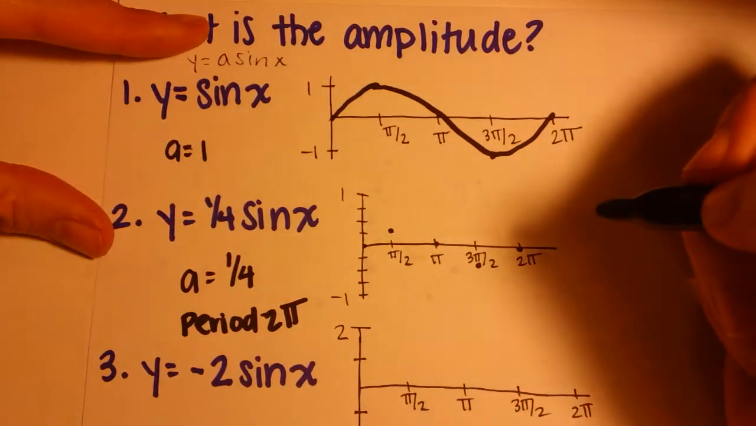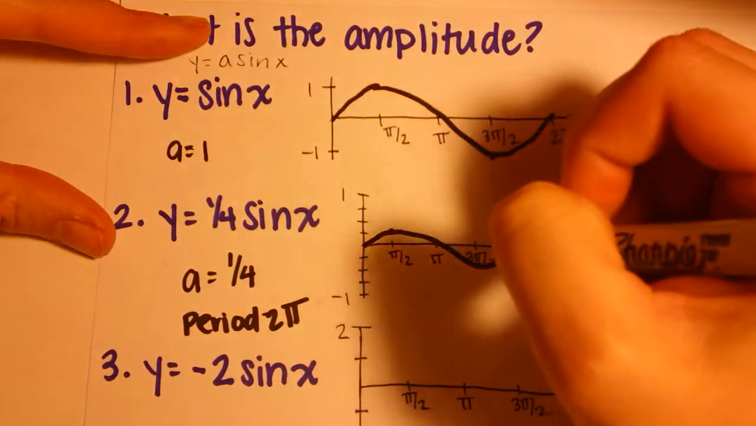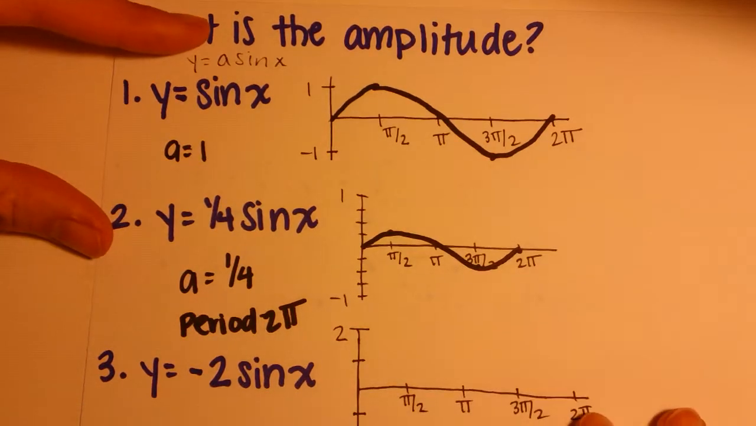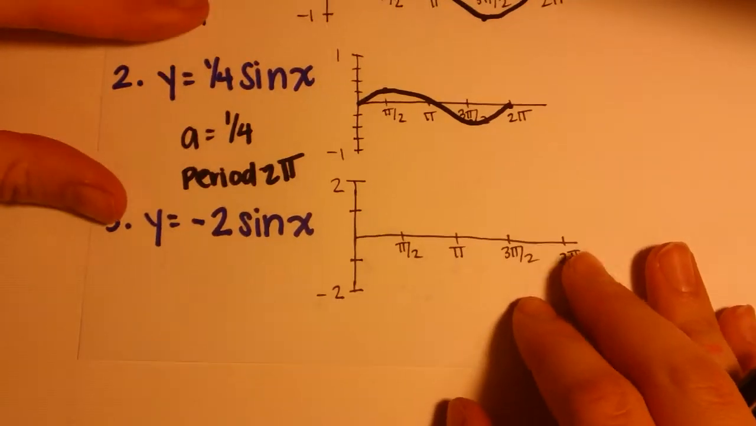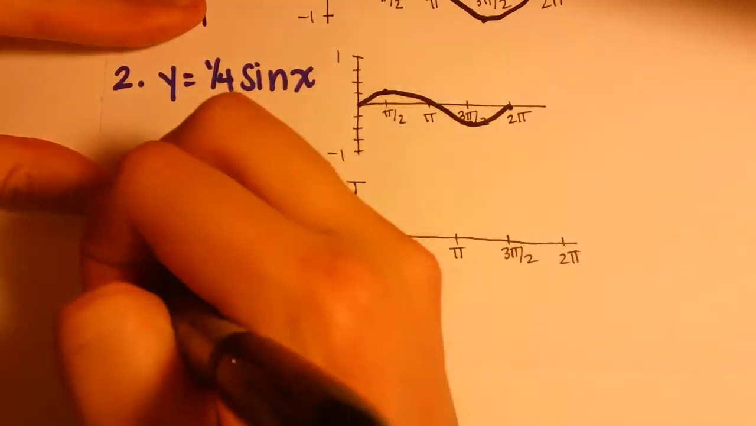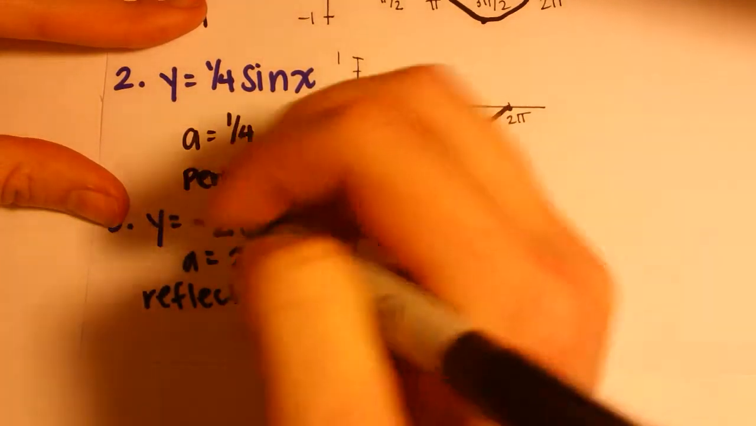And again, it's still over a period of 2 pi, so it looks a little more squashed vertically. Now, let's try one more. This one has an amplitude of 2, but now we have this negative in front, so we need to reflect over x.